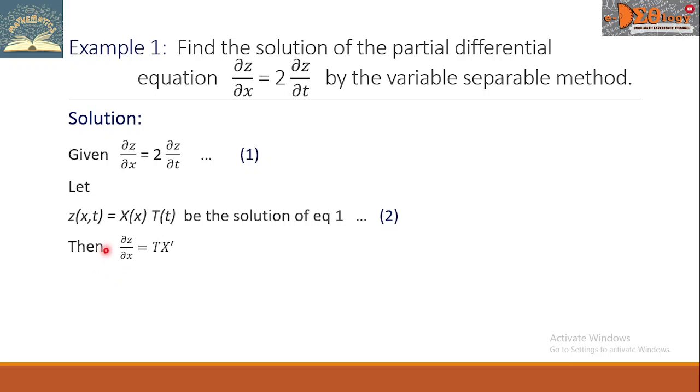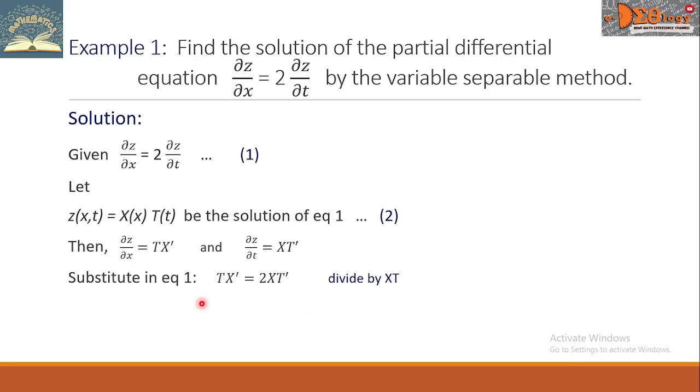Then let us take the partial derivative of z with respect to x, and this is equal to capital T times the derivative of capital X. Now, partial derivative of z with respect to t equals capital X times derivative of capital T. Let us substitute this T times X prime and this X times T prime to equation 1. So we have now: T times X prime equals 2 times X T prime.